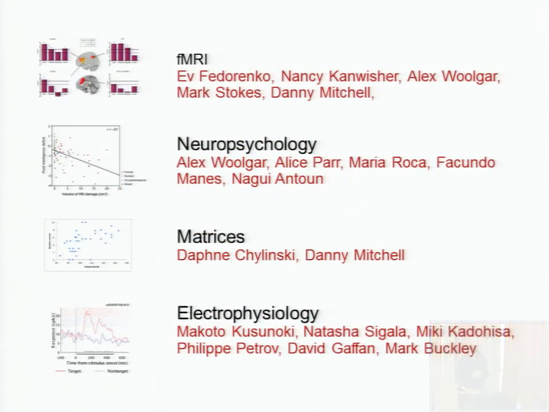I'd like to finish with some acknowledgments. In the fMRI studies, a couple of different ones that I showed you, the first study was done with Ev Fedorenko and Nancy Kanwisher at MIT, and Alex Woolgar has also been very important in our MVPA experiments. Neuropsychology, again, Alex Woolgar, Alice Parr, and a cast of thousands in assembling this group of 80 patients from whom I showed you the neuropsychological results. The matrices have just been newly done by a summer student, Daphne Chalinsky, and again, Danny Mitchell, and the electrophysiology, my collaborators in Oxford for the last 10 years or more.